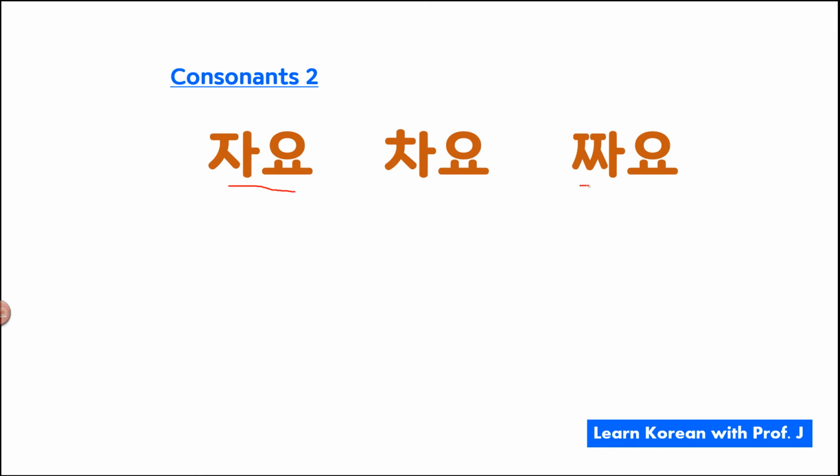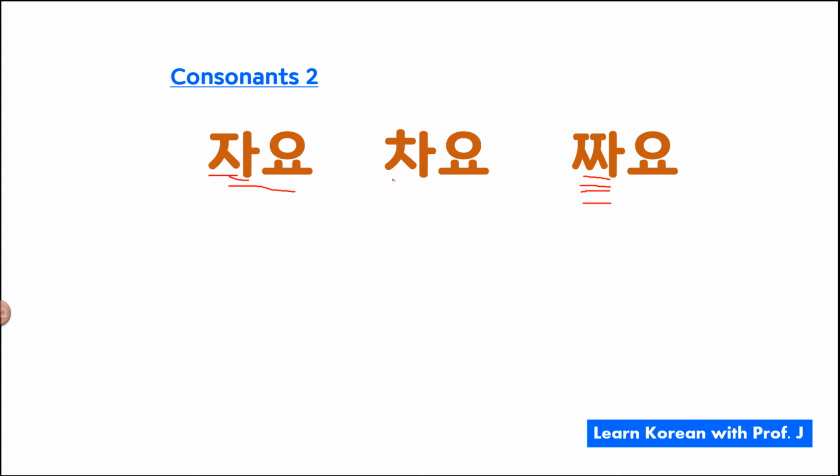Now the tense sound. How do you pronounce the tense consonant? You say it with a higher pitch. So 짜요. Almost no air is coming out. It's almost like the air is going up to the skull, right? 짜요. It goes up. 자요, 차요, 짜요.